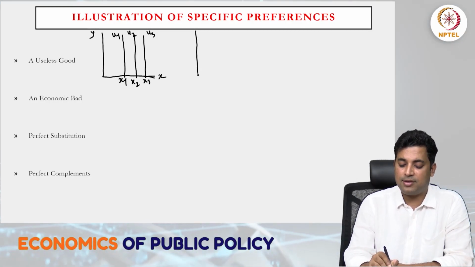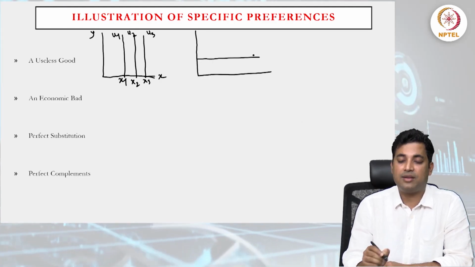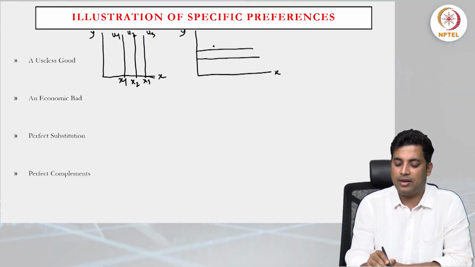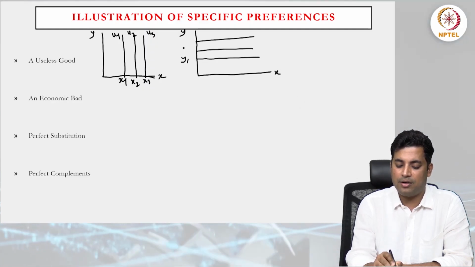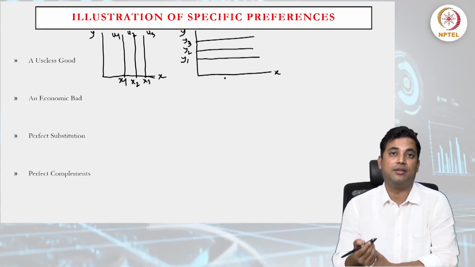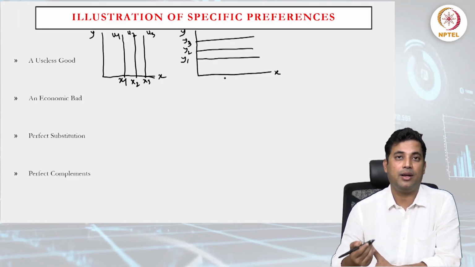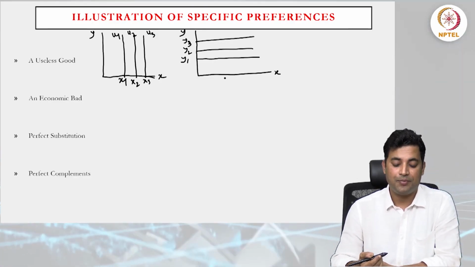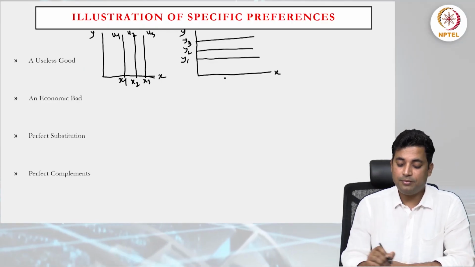In case x is neutral, with the same logic, here y and here x, then we'll get higher levels of y1, y2, y3, but here x is neutral. So I'm deriving more utility only from y, not from x.